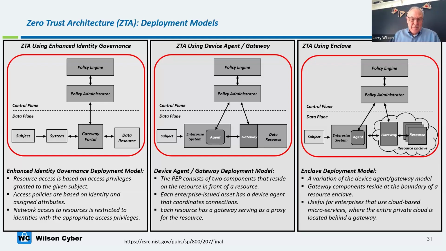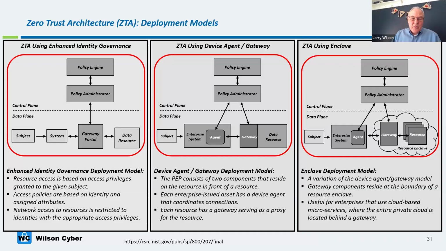So the policy enforcement point has two components. One is an agent and one is a gateway. The agent coordinates the connection and the gateway serves as a proxy, front-ending the actual resource. And then what we've done is take that gateway and resource and put them in a resource enclave or a cloud, and the cloud now performs that gateway function.